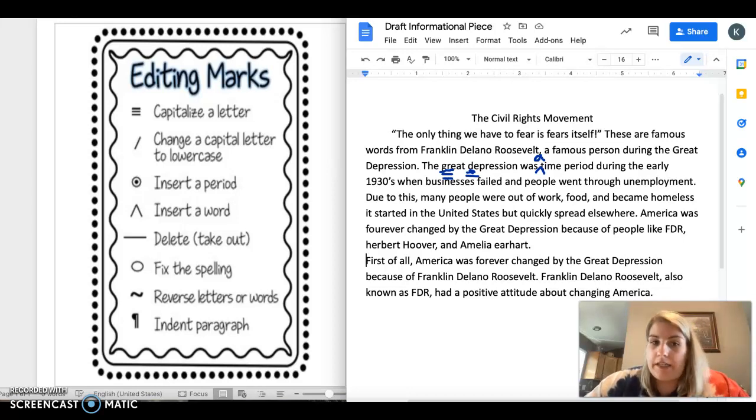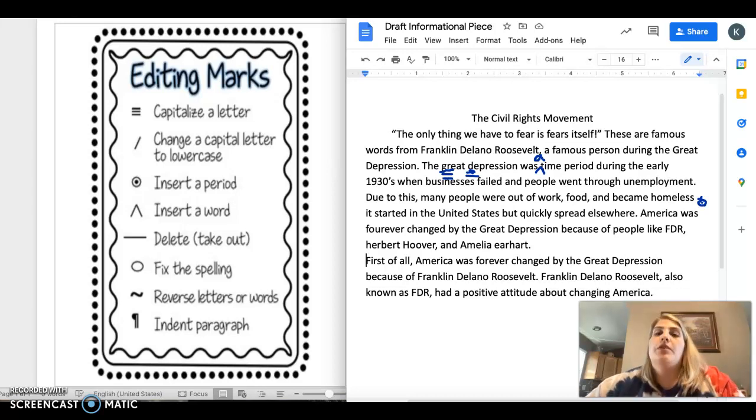I don't need to insert a period, I don't need to change the capital to a lowercase, nothing like that so far. Okay, perfect. So due to this, many people were out of work, food, and became homeless. Let's backtrack there. So let's see what I need to do there. It says, due to this, many people were out of work, food, and became homeless. So it looks like I need to put a period right there. Remember that period symbol is a circle with a dot inside of it. So I would just do that dot and then a circle around it. Do that dot again so you can actually see it. So homeless and then a period after that.